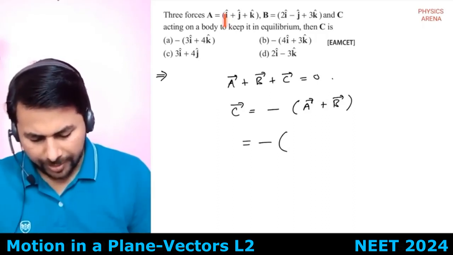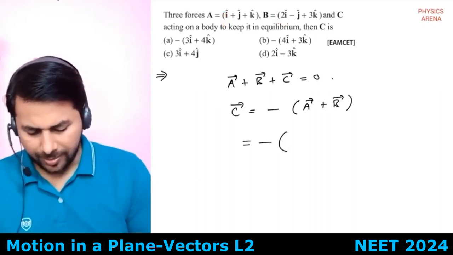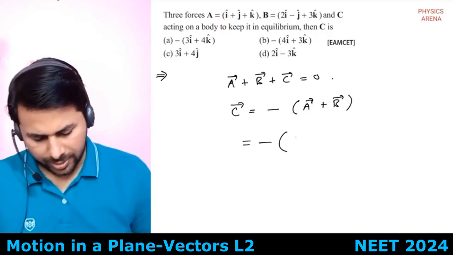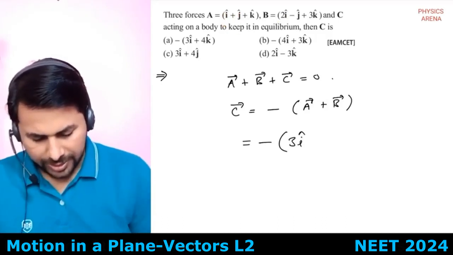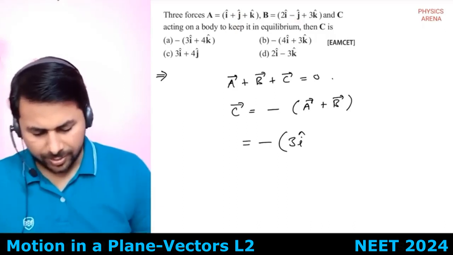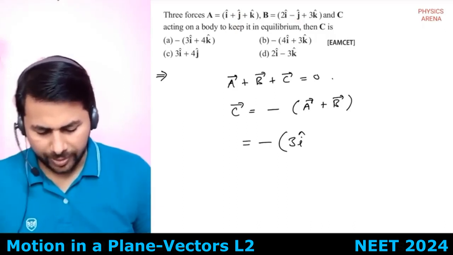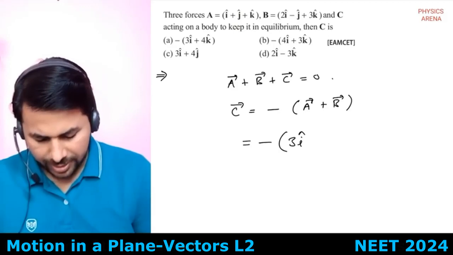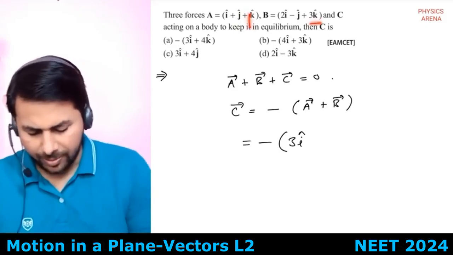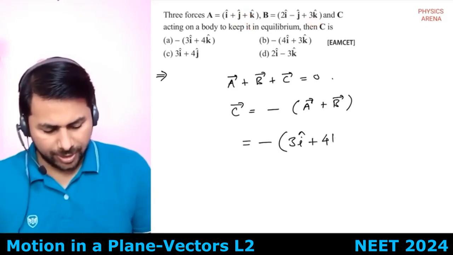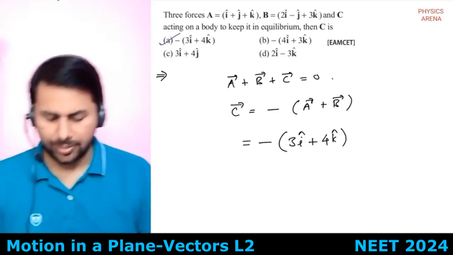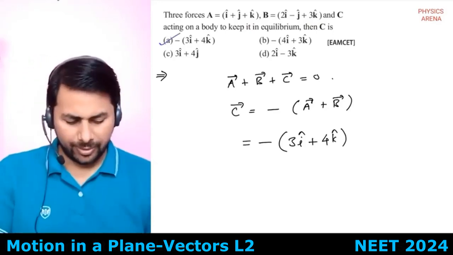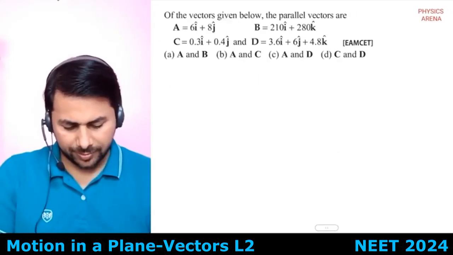You have 1 I cap plus 2 I cap. Option A? Let's check. 3 I cap. This is 1 J cap minus J cap, so J cap will not be there. Plus minus gets cancelled. And this is 1 K cap and 3 K cap, so 4 K cap. Right. Very good. It's option A. So this is a very simple question.